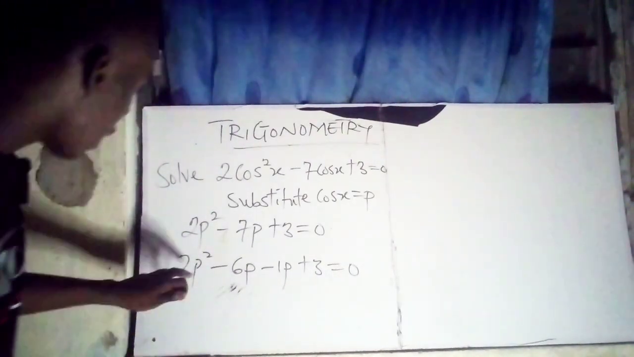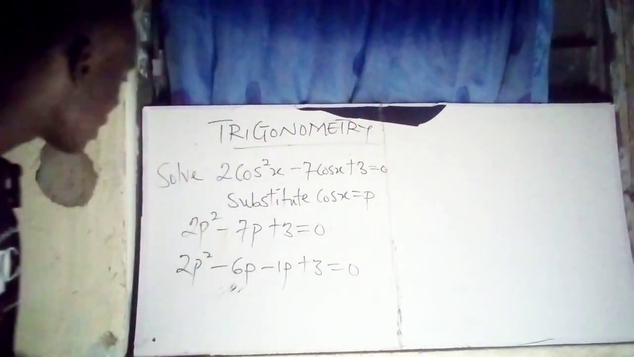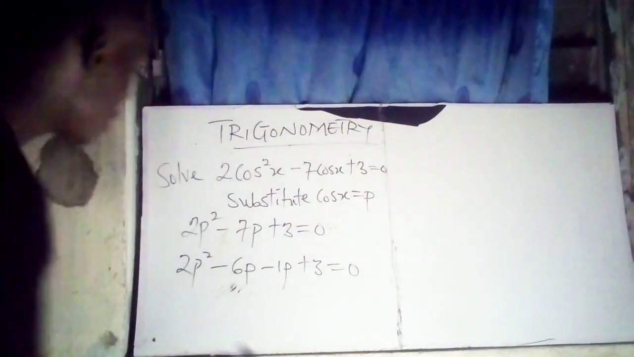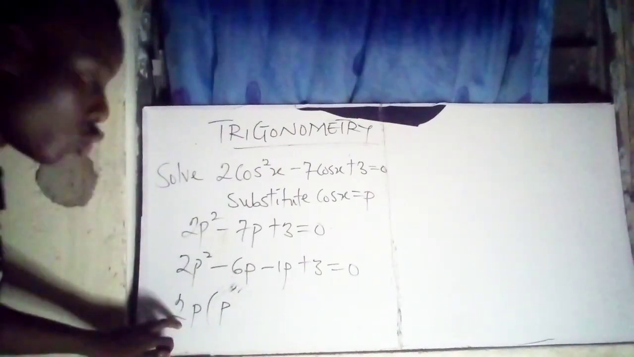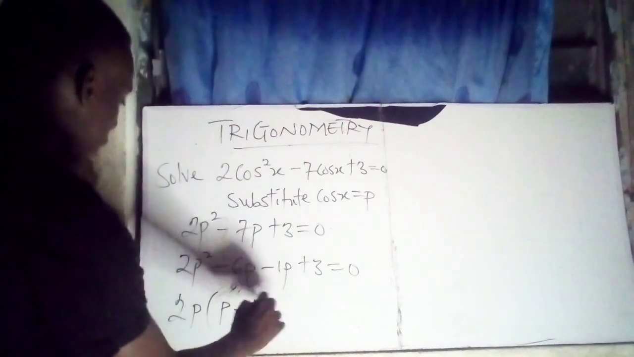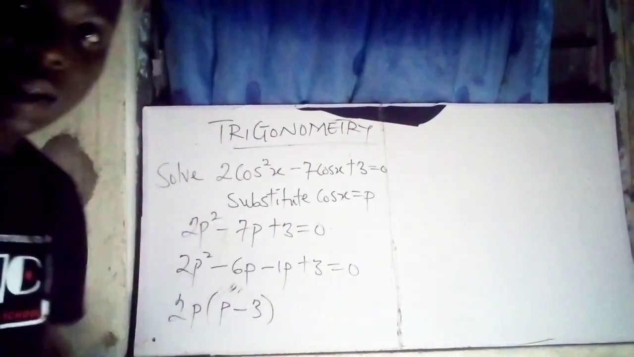Okay, so from here I can then factorize. Now if you look at 2p squared and minus 6p, you will discover that what is common to both is 2p. So I'm going to bring 2p out. From here, this is going to be 2p open bracket p, because 2p times p gives me 2p squared, minus 3, because 2p times minus 3 gives me minus 6p.